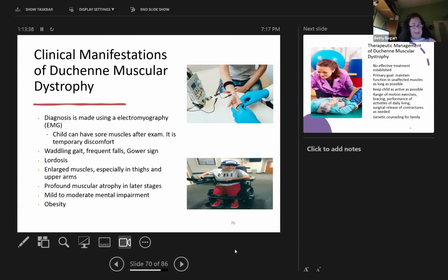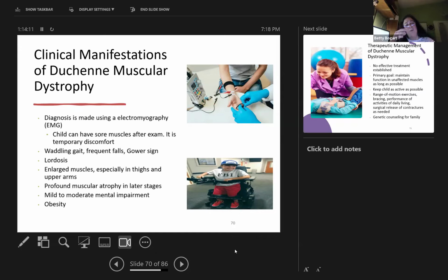So you get this boy, age 3, who starts to waddle and starts to fall. You know what a Gower sign is? When you get on the floor and you walk up your legs to sit up, like I do every time I'm on the floor, like an old lady. That's what a Gower sign is. This is lordosis, like I described before. So they have that inward curvature. And then, of course, you might see the hypertrophic arms even, or the calves there.